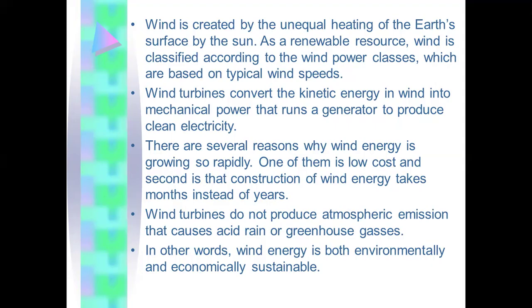As air moves, its velocity is used to produce electricity. Wind turbines convert the kinetic energy in wind into mechanical power that runs a generator to produce clean electricity. Basically, the kinetic energy of the wind is converted into mechanical energy, and then mechanical energy is converted to electrical energy. And in this way, there are no emissions of harmful gases. Therefore, we can say that clean electricity is produced.